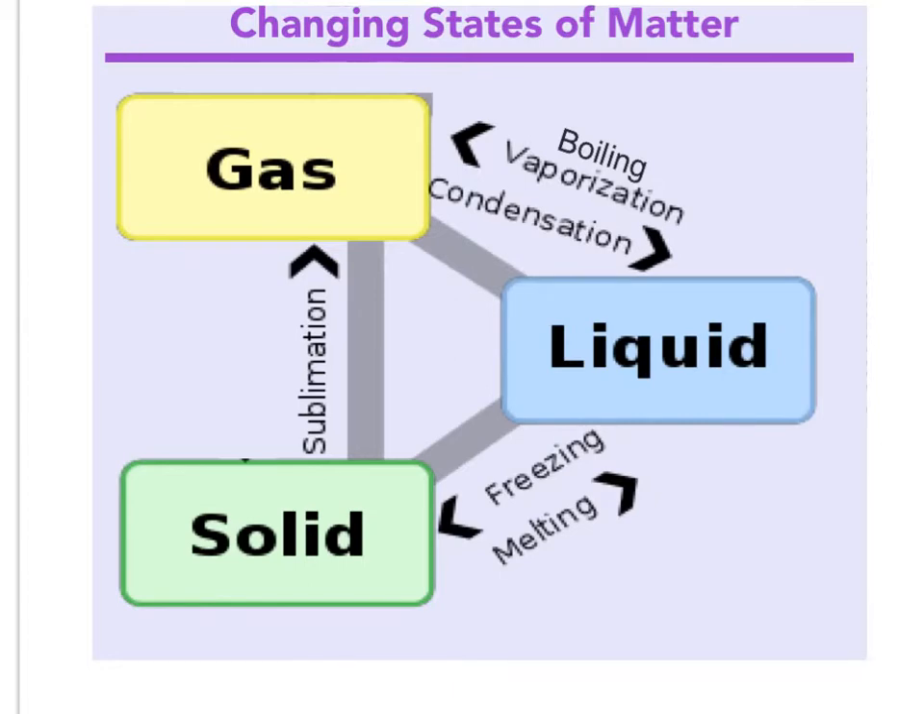Now using this chart, I want you to check to see if you got the correct states of matter changing from and to for all 6 of our processes: melting, freezing, evaporating. Remember, evaporating also is known as vaporization, boiling, condensing, and subliming or sublimation. So please hit pause and check your work. If you made a mistake, please fix it.